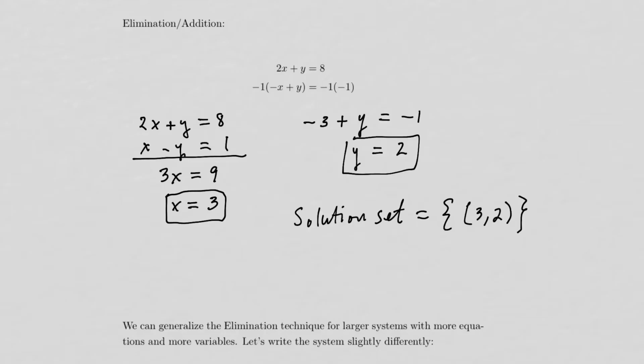Alright, that works great for small little systems like this with 2 equations and 2 variables. Now we're going to generalize this technique for much larger systems. In linear algebra, we often have systems with many hundreds or even thousands of equations and variables.